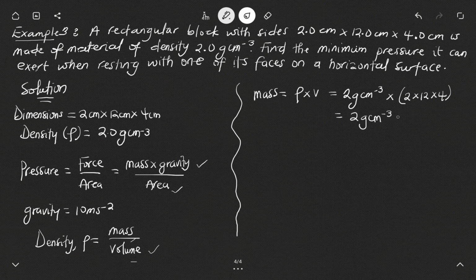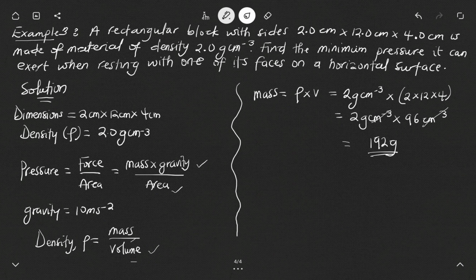I want us to look at something. 2 multiplied by 12 multiplied by 4 will give us 96 cm cube. Sorry, cm cube, not negative, just cm cube. From here we realize that the cm cube over here will cancel the per cm cube over here. So we are left with 2 grams multiplied by 96, and that will give us 192 grams. So this is our mass. But we know that for us to calculate pressure, our mass has to be in what? In kilograms. So we convert 192 grams to kilogram.